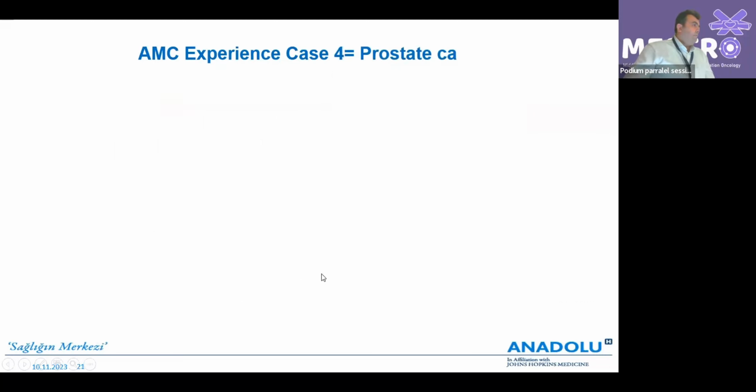And the last slide is for the prostate case. For the prostate, it's quite important to get the data, but we don't have any data for this case because the patient was irradiated outside of Turkey 5 years ago, and we don't have any DICOM data, no report, we only know the dose for this case.